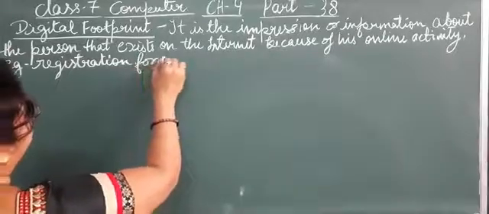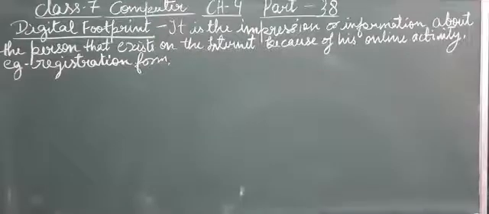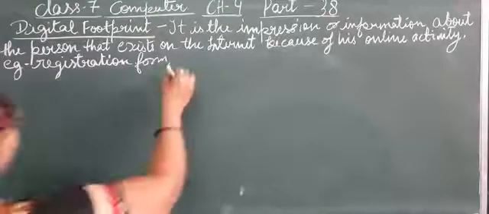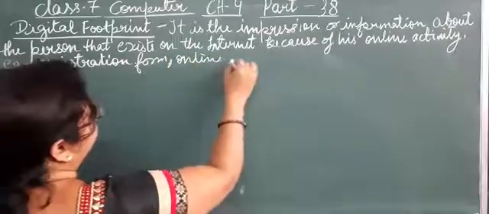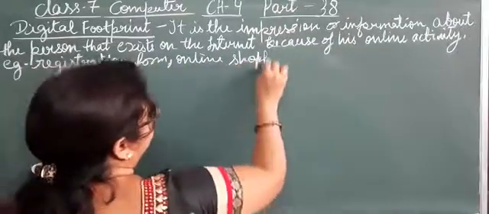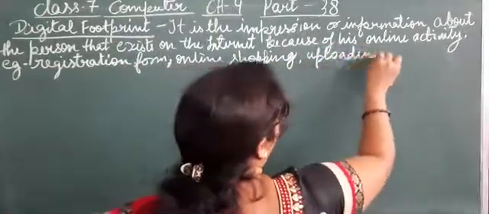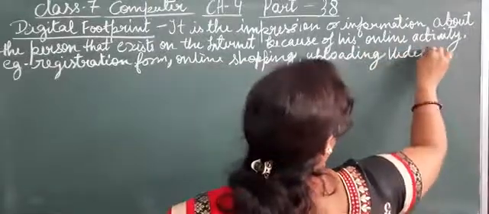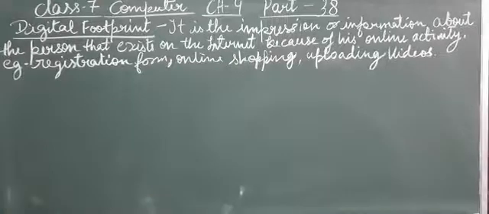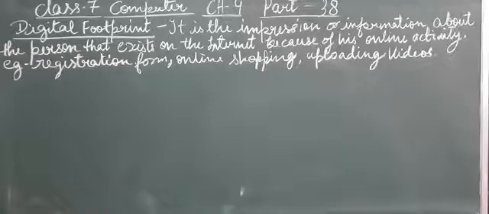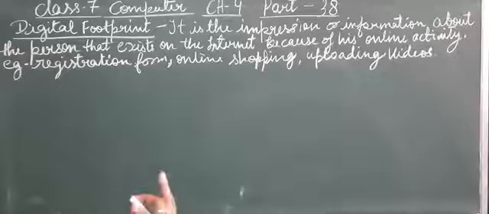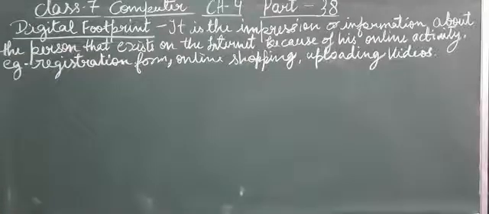Another example is online shopping, or uploading videos, etc. So these are examples of digital footprints. Different types of images, videos, shopping, or any registration form done online or through the internet, any type of online activity, comes under the digital footprint.